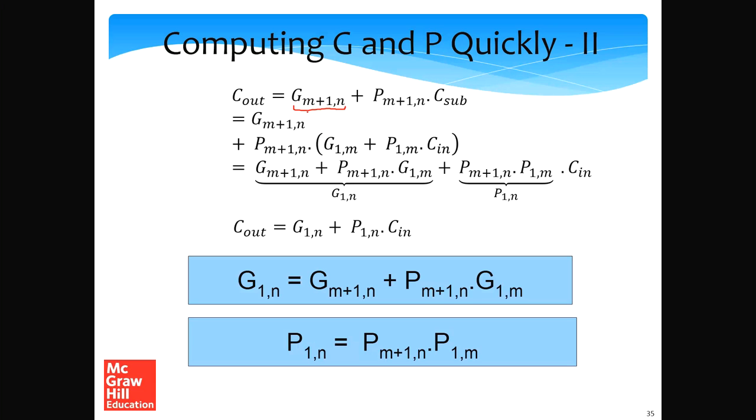So carry out will be G(m+1 to n) or P(m+1 to n), for those n minus m bits, ANDed with C sub. So either you are generating or you are propagating. There is no other way for carry out to be 1. So you do a little bit of algebra. We'll keep G(m+1 to n) and this C. So what is C sub?